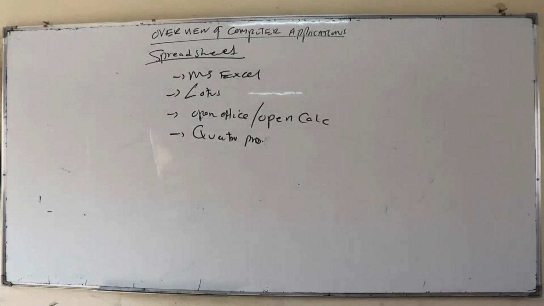I hope that one is clear. So in spreadsheets, now we are looking at other things like the components of a worksheet, the data types of data entered in a worksheet, and different functions and formulas that are used in Excel.